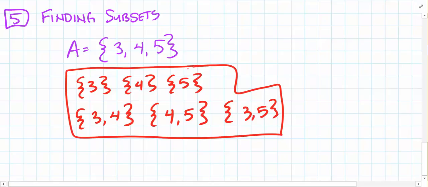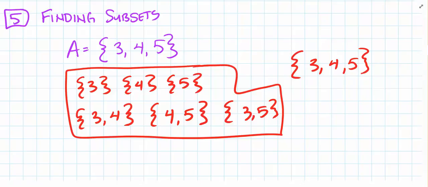Another one that people often forget is the set itself: 3, 4, and 5. That could be a subset. Every set is a subset of itself. Weird, right? You could just pick everybody. If I want to pick a team of 3, 4, and 5, I could just pick everybody. That's a collection. That's a subset, so that counts. And that's one that people often forget about.